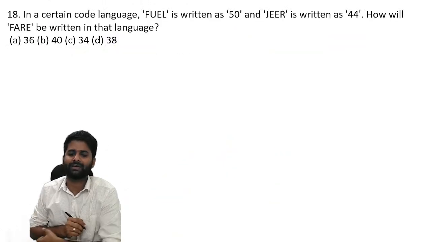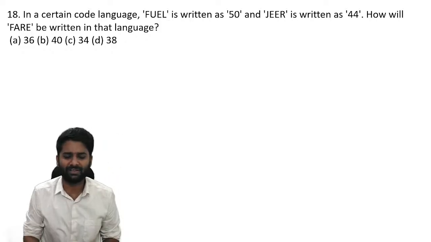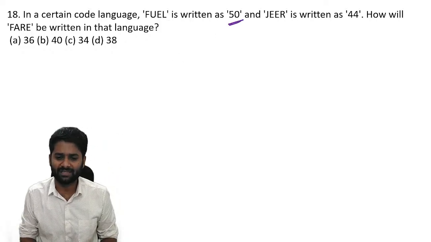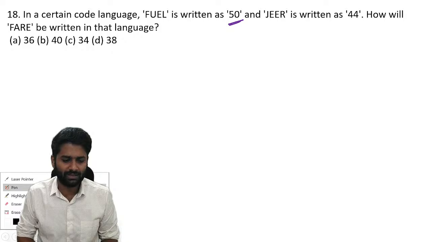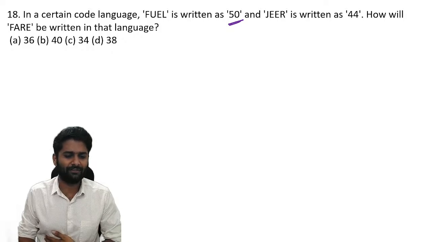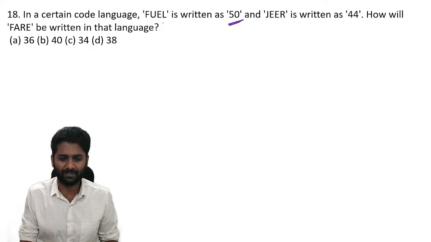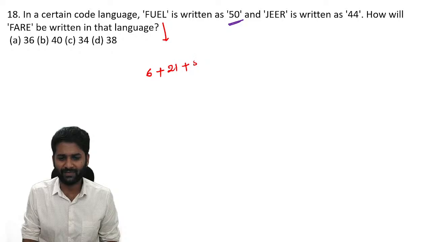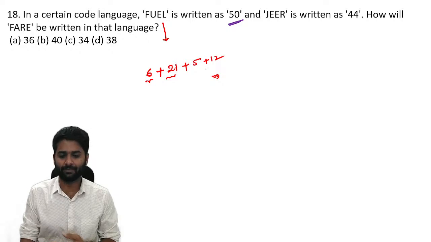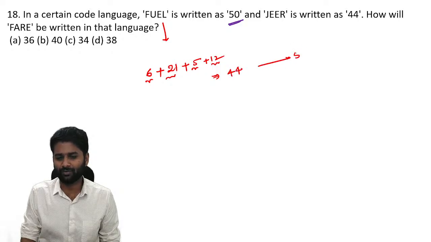Let's go for the coding and decoding question. In a certain code language, FUEL is written 50. ZERO is coded as 44. In the same code language, how is FARE written in that language? FUEL: F is the sixth letter, U is 21, E is the fifth letter, L is 12th. Go through the sum. 6 plus 21 is 27. 27 plus 5 is 32, plus 12 is 44. But instead of 44, they have given us 50.